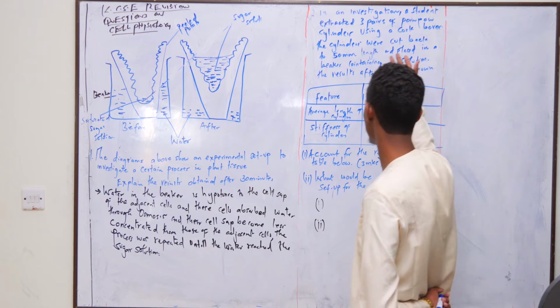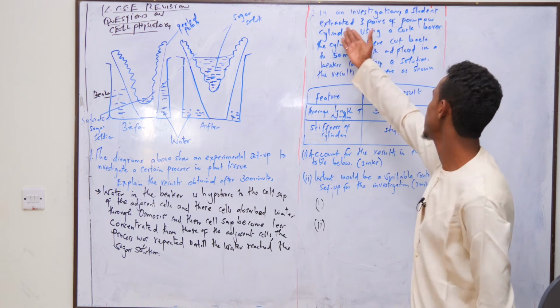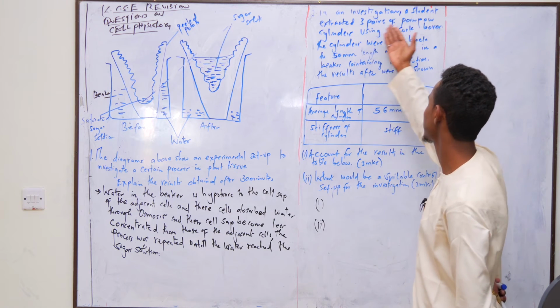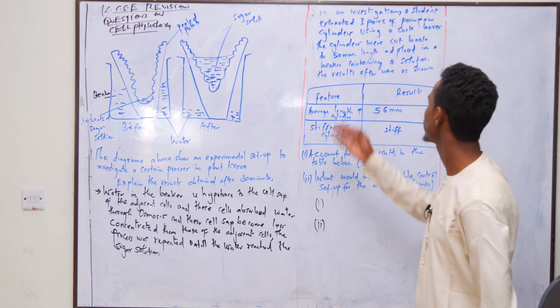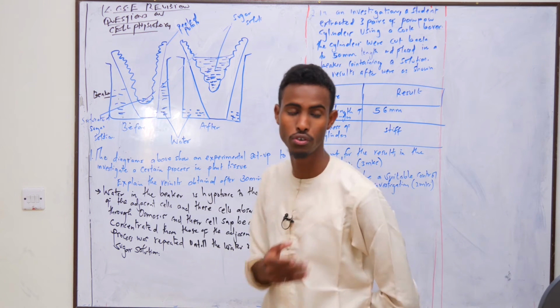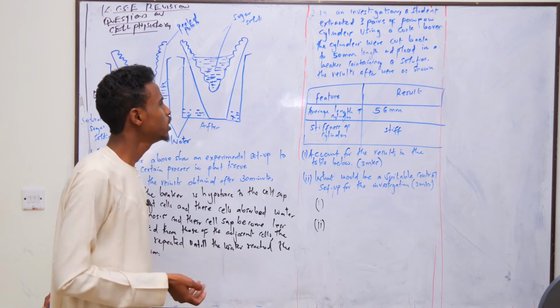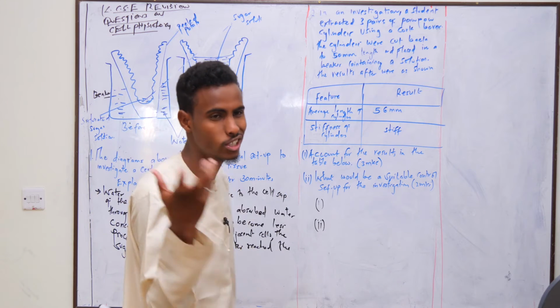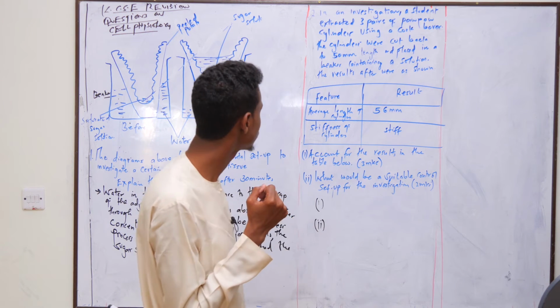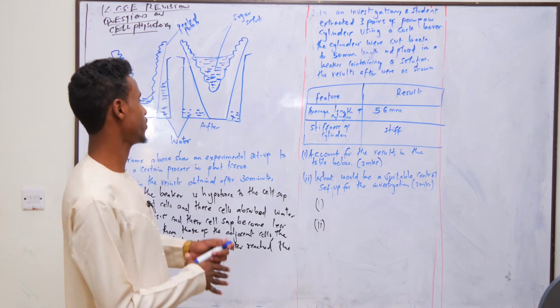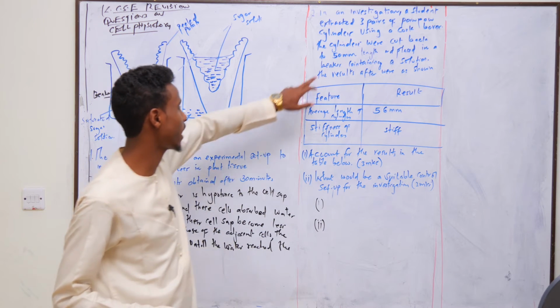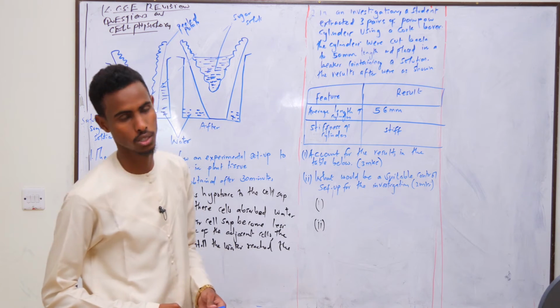Now, let's come to another problem. In an investigation, a student extracted 3 purple cylinders using a cork borer. The cylinders were cut to 50 millimeters. Now, he put them in a beaker containing a certain solution. Now, the results are these. Feature of length: how has length behaved? It was 50, right? It has moved to 56, very good.